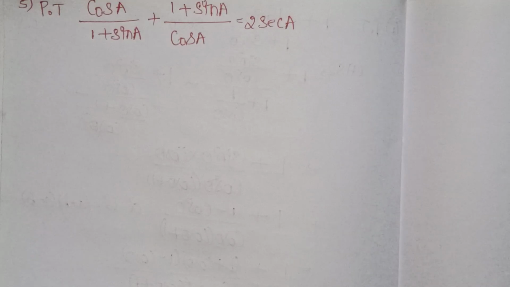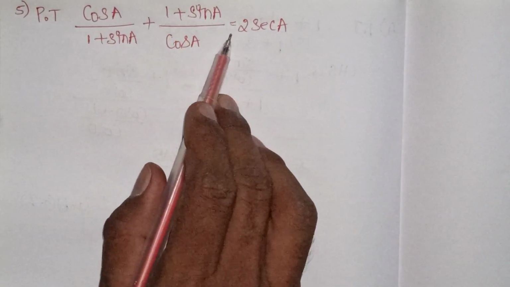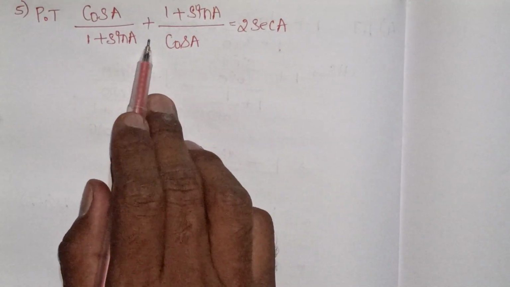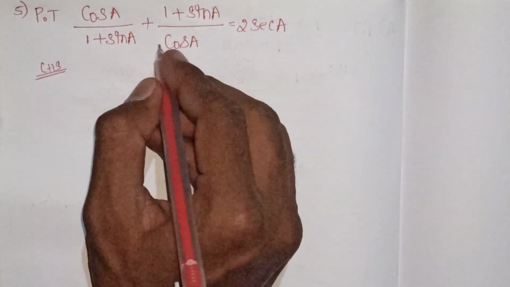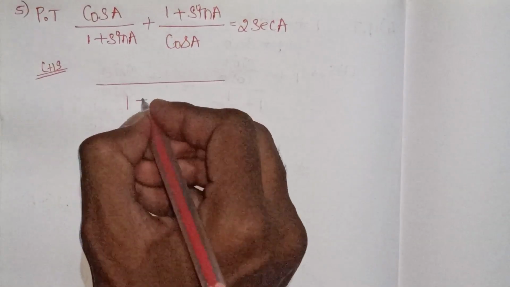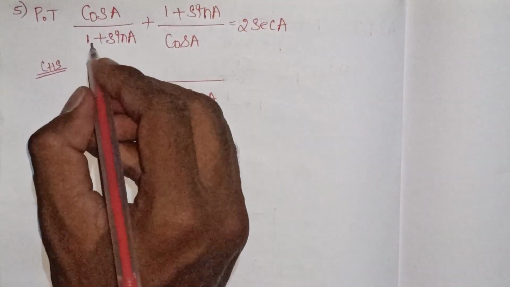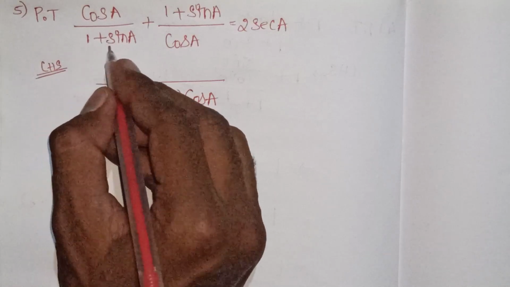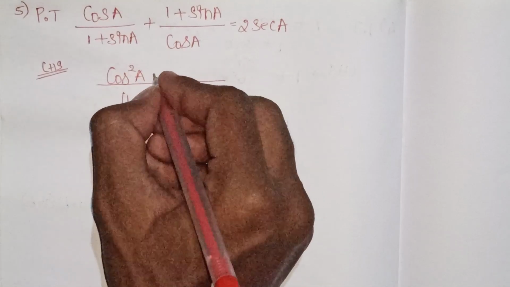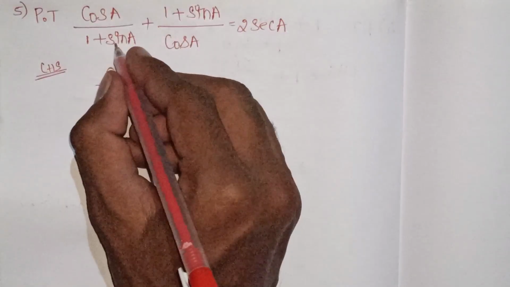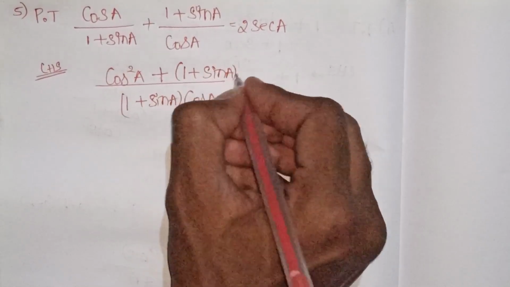Now, let's move on to the next question. cosA/(1 + sinA) + (1 + sinA)/cosA = 2secA. Here we need to prove that LHS will be equal to RHS. By taking LHS, we need to take LCM, that is (1 + sinA) into cosA. In this first term we already have 1 + sinA, so we need to multiply with cosA. Therefore, cosA into cosA will become cos²A, plus here we have cosA already, so we need to multiply with 1 + sinA. (1 + sinA) into (1 + sinA) will become (1 + sinA) whole squared.